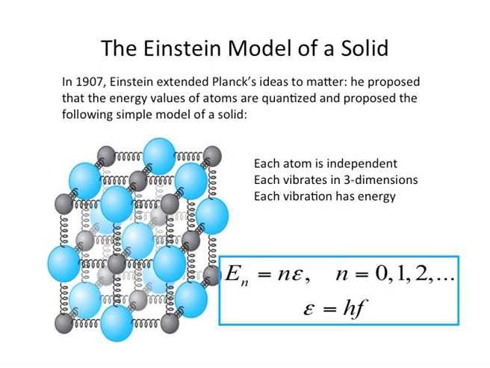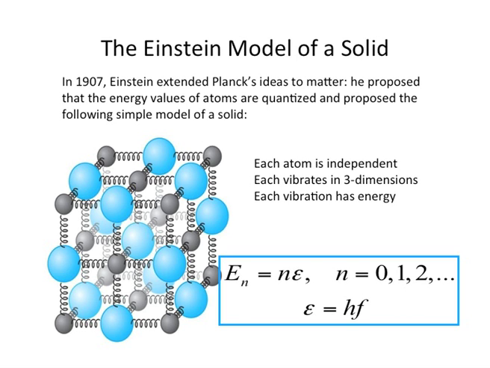Later on, he took the same concept, but this time instead of energy in the form of radiation, he used a solid experiencing heat energy, producing vibrations, and the associated vibrational energy is taken in the form of quanta. Einstein's concept is that the energy values of atoms are quantized, and he proposed a simple model: each atom is independent and each vibrates in 3 dimensions.